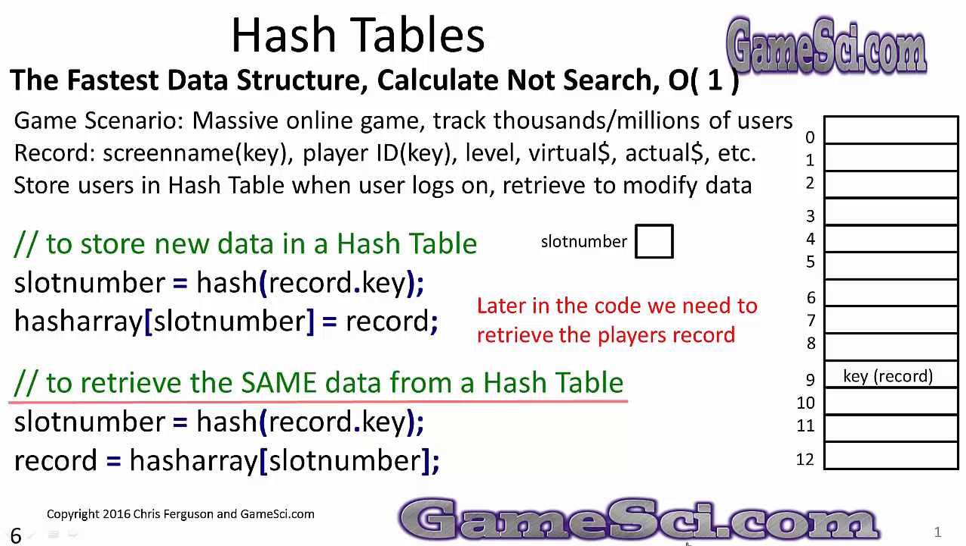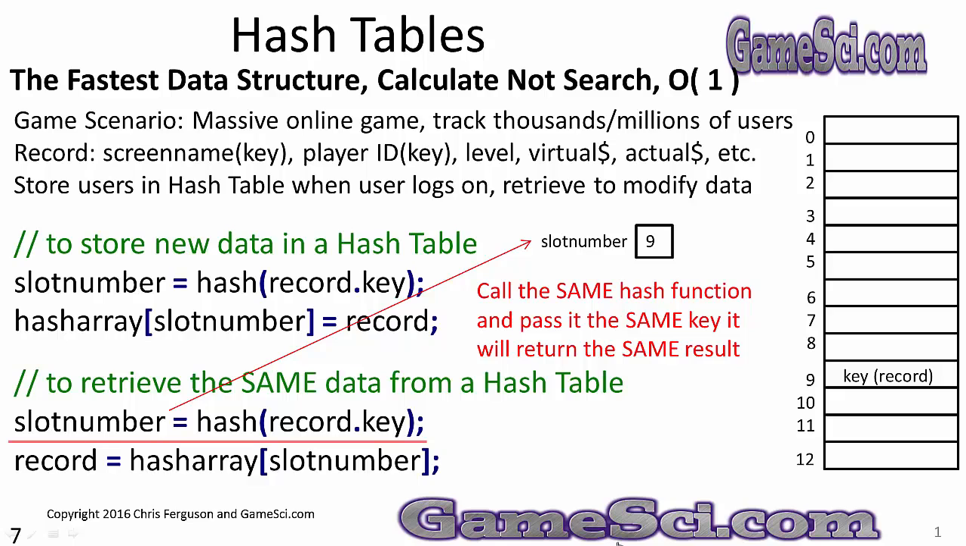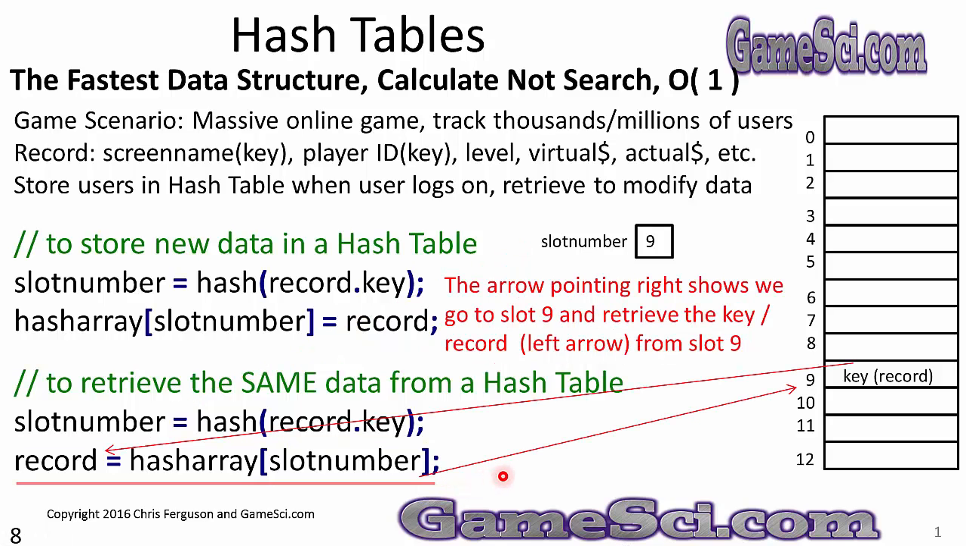Later in the code, we need to retrieve the player's record. Now it's time to get that same data out of the hash table. Slot number equals hash of record.key. We're going to call the same hash function, pass it the same key, and it will return the same result, position 9. The arrow pointing to the right shows we need to go to position 9 and retrieve the key. At position 9, we'll retrieve the key, the left arrow, and store it back into our record.